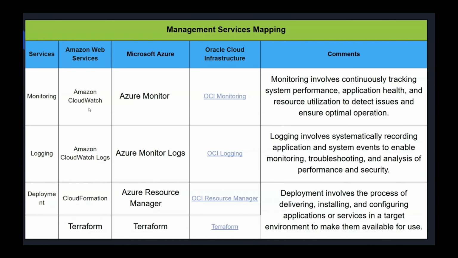So this table provides the comparison of the different management services that are there. And let's get started with the first one, which is monitoring. That involves continuously tracking system performance, application health, and resource utilization to detect issues and to ensure optimal operation. What are the options? In AWS, we have Amazon CloudWatch. In Azure, we have Azure Monitoring. And in OCI, we have OCI Monitoring.